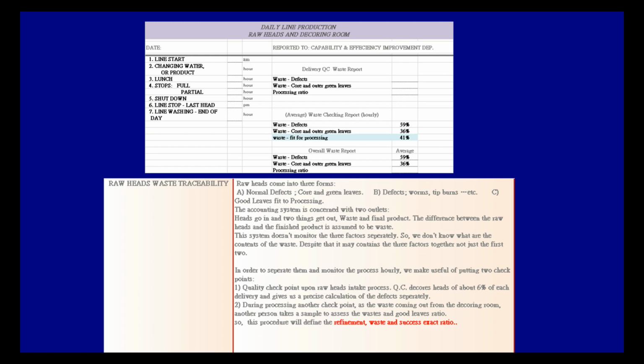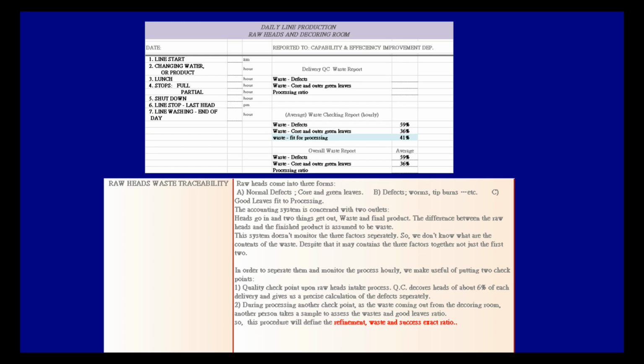The accounting system is concerned with 2 outlets: heads go in and 2 things get out, waste and final product. The difference between the raw heads and the finished product is assumed to be waste. This system doesn't monitor the 3 factors separately, so we don't know the contents of the waste. It may contain the 3 factors together, not just the first 2.